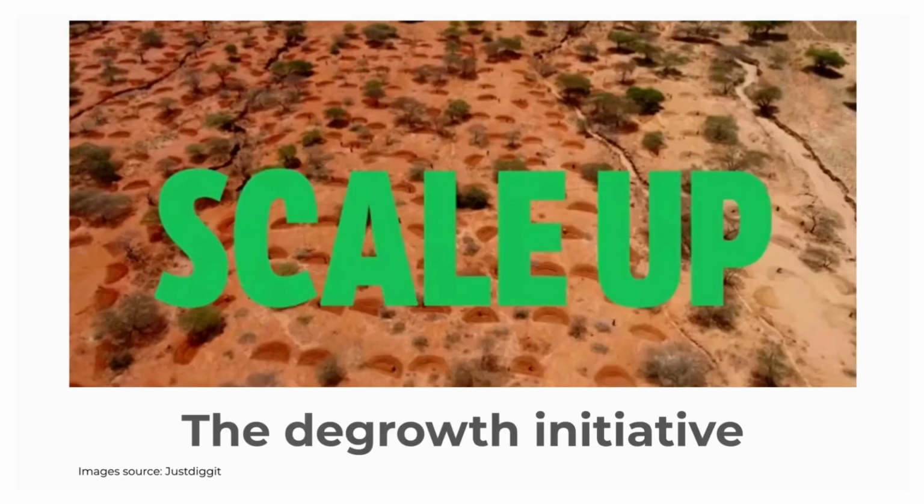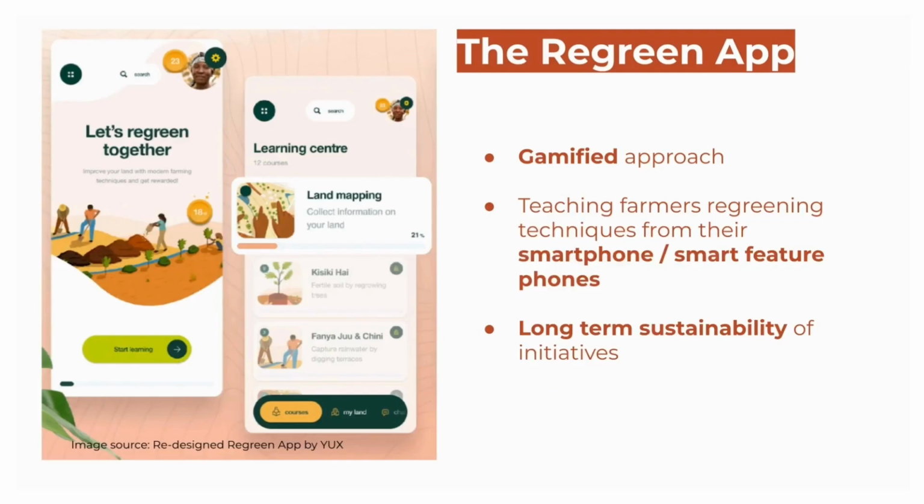However, there's a need to scale up this degrowth initiative of overproducing, creating more awareness on the need to refocus on restoration of lands and the need to reach out to more farmers across different parts of the country, especially parts of the country where Just Dig It currently does not have a presence. And one way of spreading this idea is the creation of an application that offers a gamified approach to teach farmers to restore their lands.